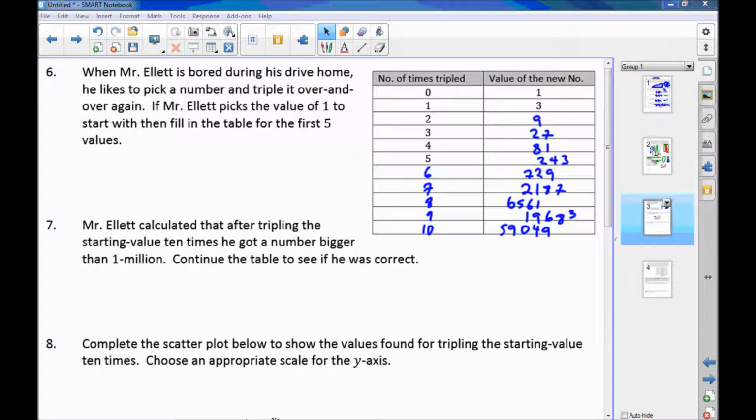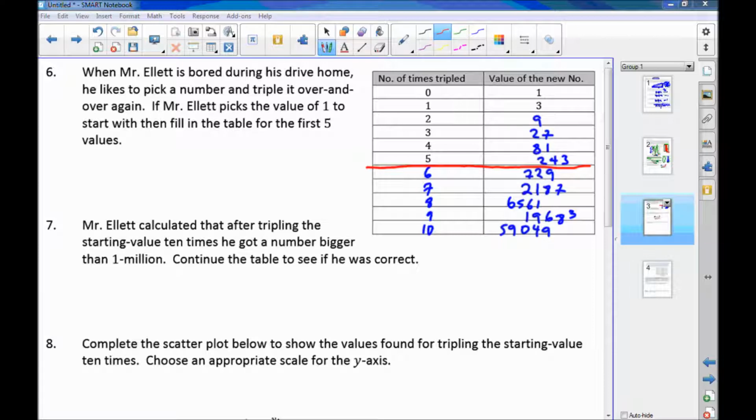Elliott is bored during his drive home, he likes to pick a number and triple it over and over again. If Mr. Elliott picks the value of 1 to start with, then fill in the table for the first 5 values. So in class, we filled in up to here. Okay, so we knew 0 was 1, that's when I first started the game, and then the first time I tripled it, I got 3. The second time I tripled, I got 3 times 3, which was 9. The third time I tripled it, I got 9 times 3, which is 27. The fourth time I tripled it, I got 27 times 3 for 81. And the fifth time we tripled it, we got 81 times 3 for 243.